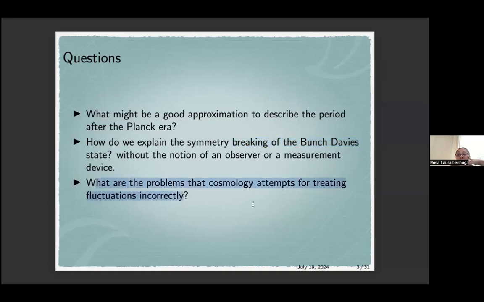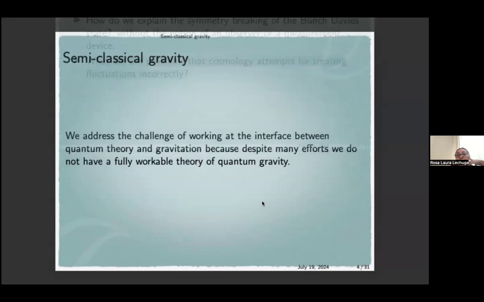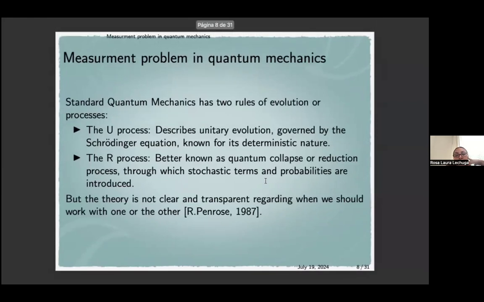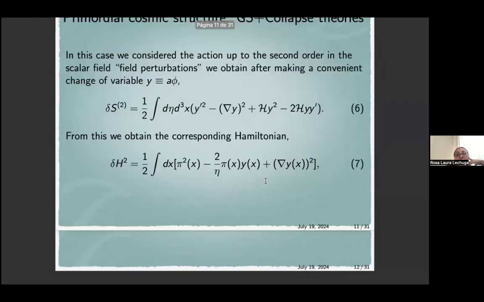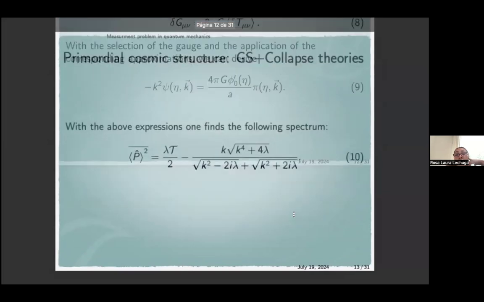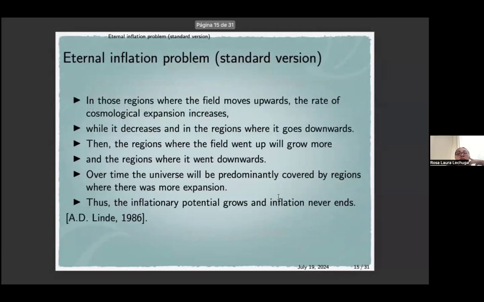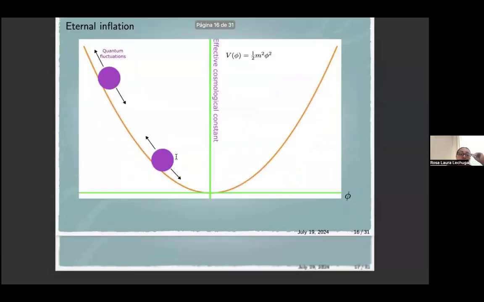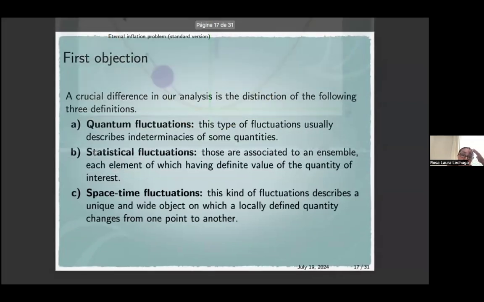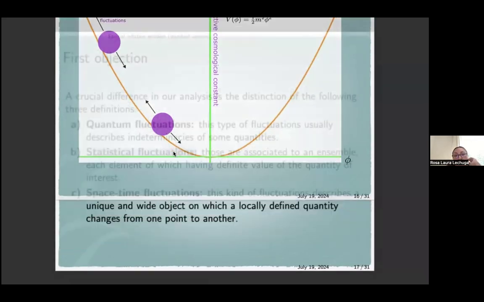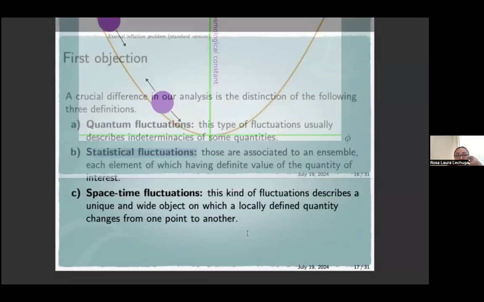One problem is the eternal inflation problem, because we recognize, or we see that if we recognize that quantum fluctuations represent uncertainties, we don't have this problem. But in order to give a satisfactory theory for the primordial cosmic structure, we need to incorporate collapse theories. And in that case, we incorporate a statistical fluctuation. So the price to pay to use the framework of collapse theories is that the possibility of the eternal inflation problem appears again.